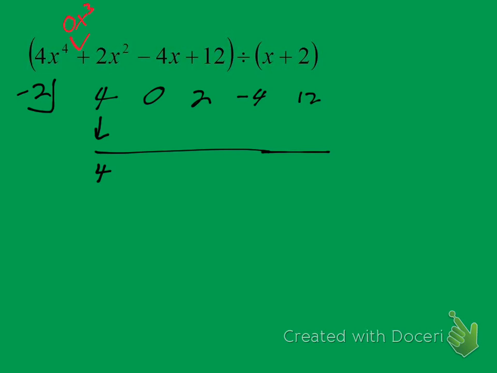Bring the 4 down. 4 times -2 is -8. Add to 0: -8. -8 times -2 is 16. 16 plus 2 is 18. 18 times -2 is -36, which makes this -40. -40 times -2 is 80, plus 12 is 92. Your numbers can get big here.